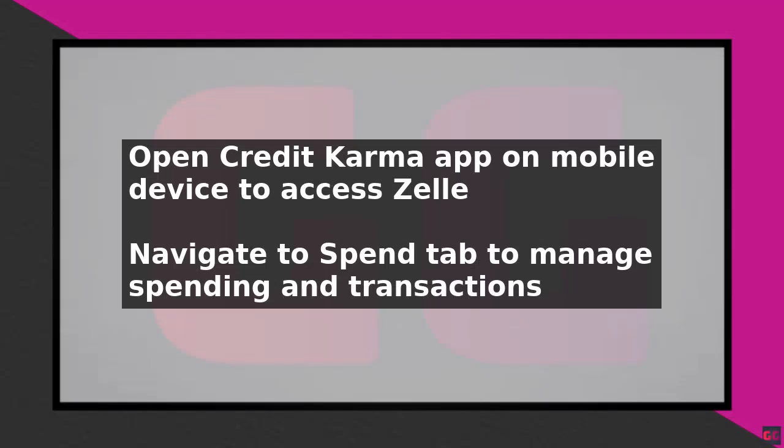To use Zelle from your Credit Karma spend account, start by opening the Credit Karma app on your mobile device. Once you are logged in, navigate to the Spend tab, which is where you manage your spending and transactions. In the Spend tab, locate the Send Money option, which allows you to send money to friends, family, or anyone with a U.S. bank account. Select this option to proceed with using Zelle.